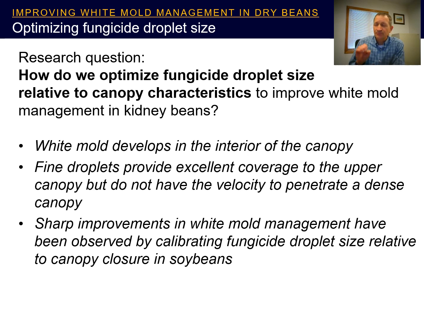By calibrating our droplet size relative to canopy characteristics, we achieved increases in the yield gain conferred by the fungicide of 50 to 100%. This means in many cases, we've doubled the yield gain conferred by the fungicide just by getting the droplet size right. The application rate of the fungicide was the same. The fungicide applied was the same. The application costs were the same. All we did was get the droplet size right. Naturally, we wanted to know whether we could apply these lessons to kidney beans.